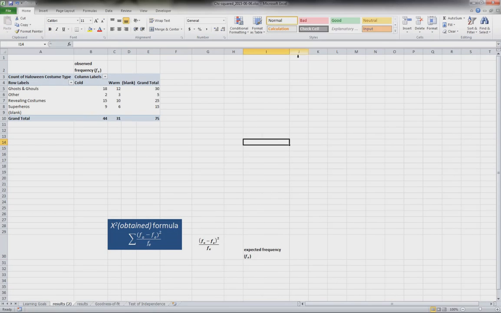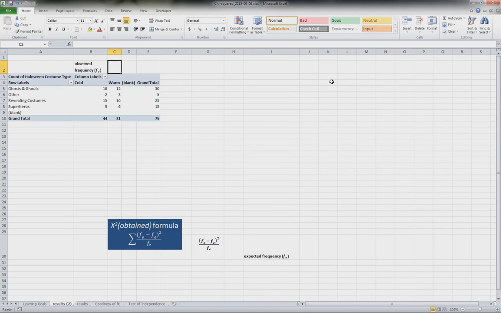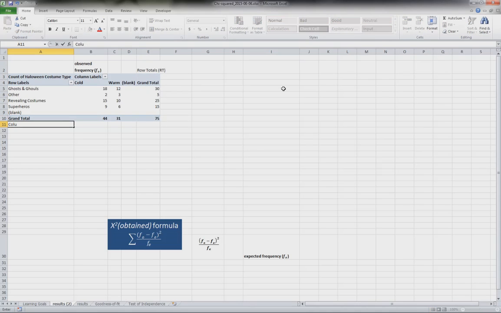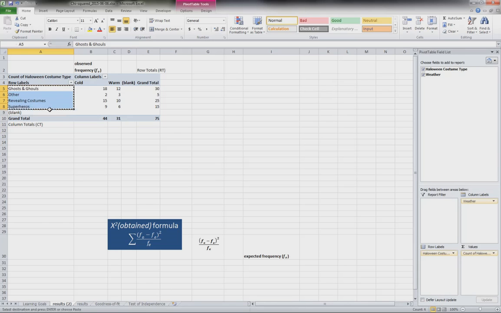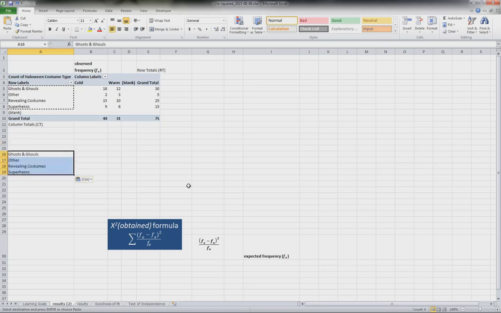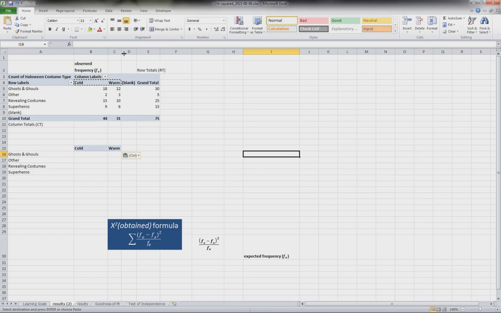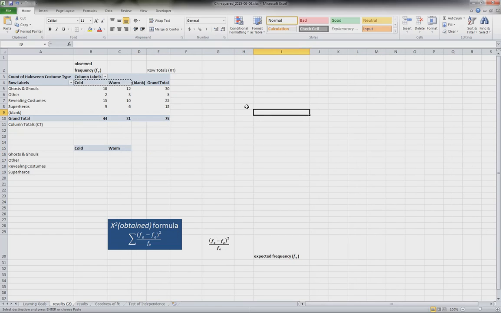The nice thing about this is actually our row totals. Excuse me, let's do that again. So this grand total is actually our row totals, or RT, and this grand total down here is our column totals, or CT. So these are important because they're needed, right? So what I'm going to do here is borrow this and put it down here, and borrow this and put it here. So now what we need to do is calculate our expected frequencies based on our row totals times our column totals.